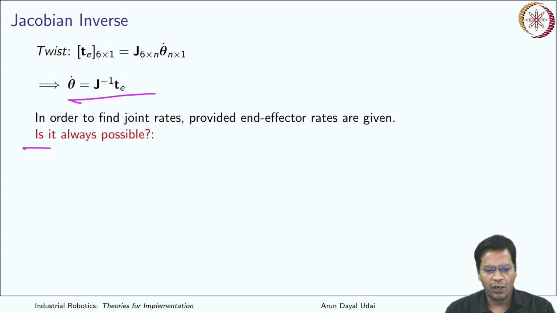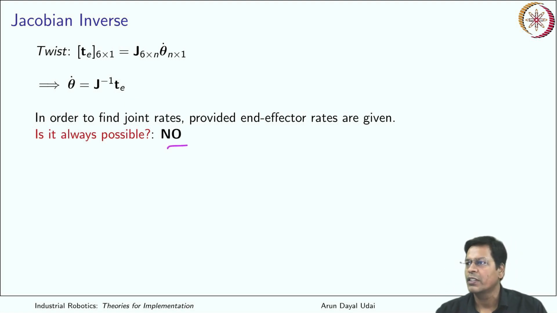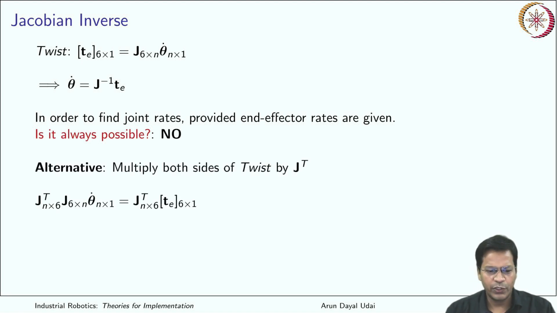But is it always possible, as you have seen? No. Why? If it is more than a 6 degrees of freedom robot, it is not that trivial. You have to find the Jacobian inverse, but because it is not a square matrix, you cannot do it. So just start with this equation, and multiply both sides with the Jacobian transpose. What I have obtained is this here, and this is additionally here.